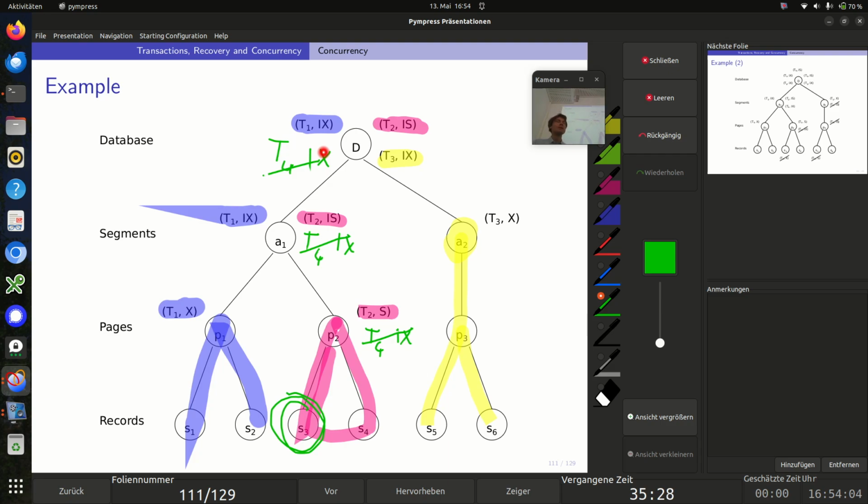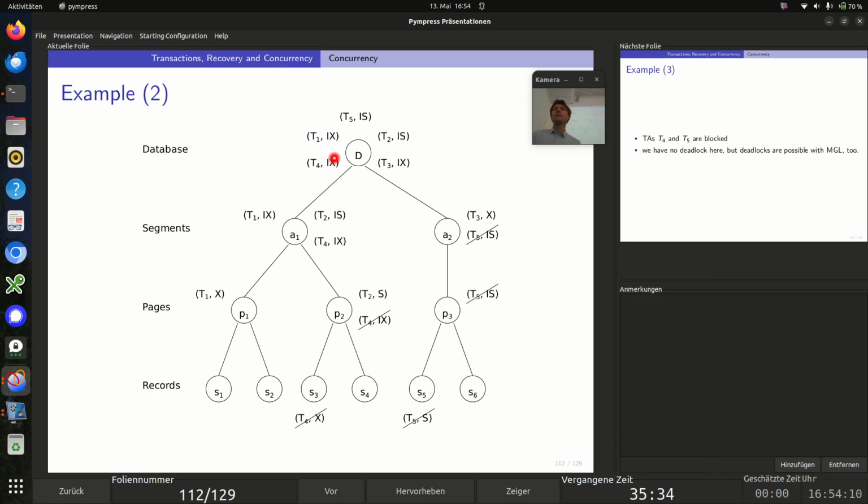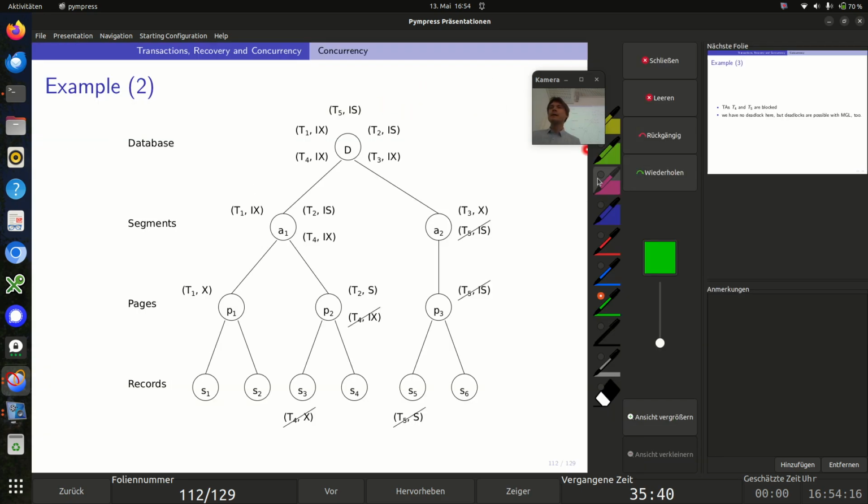Okay, so that's the picture with nice colors, and here again we see it without colors. Then we have another example. The example would be T5. T5 wants to acquire intentionally shared here, because it wants to read S5, but the problem is T3 has a lock on the whole segment.